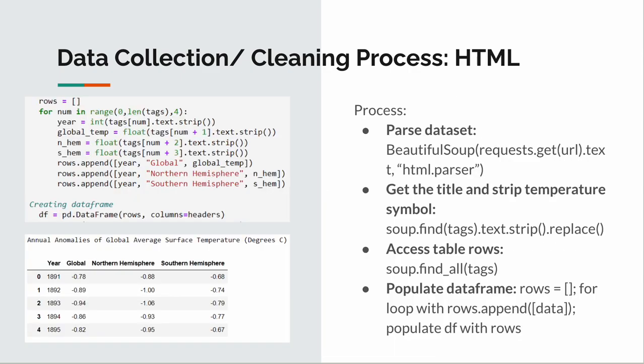For the HTML, I used Beautiful Soup to parse the table. The table was a record of the average temperature anomalies on a global scale over the past century. And these anomalies were calculated by comparing the average regional temperatures to the average of 1991 to 2020 overall. And I used a for loop with a step to loop through the table and get the data.